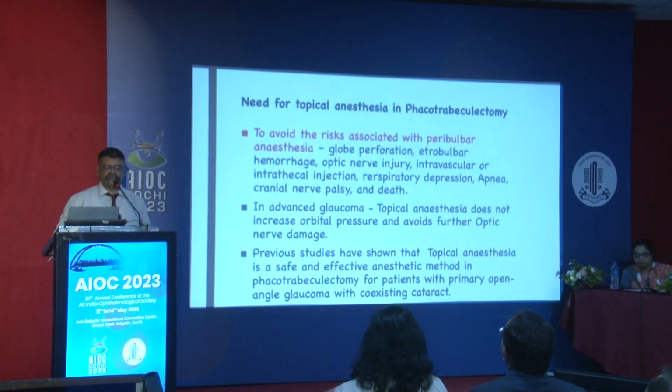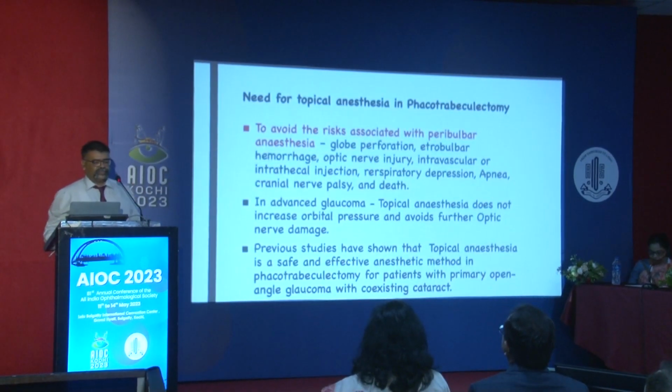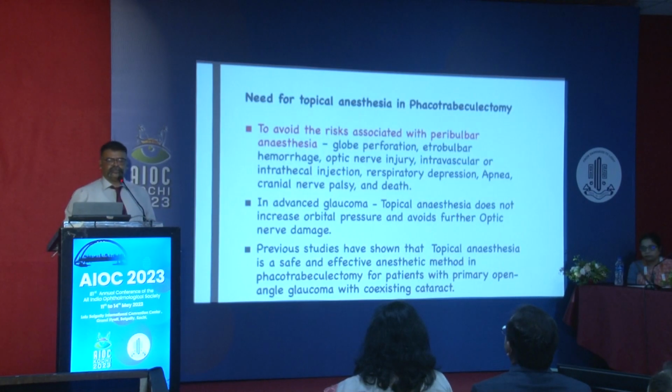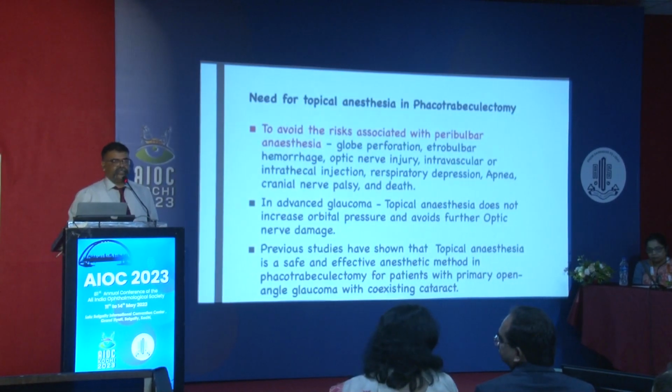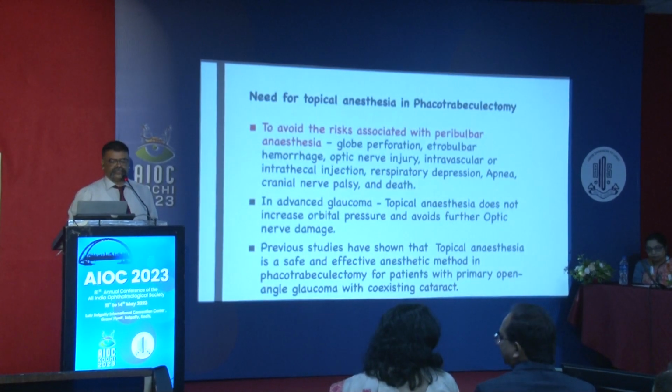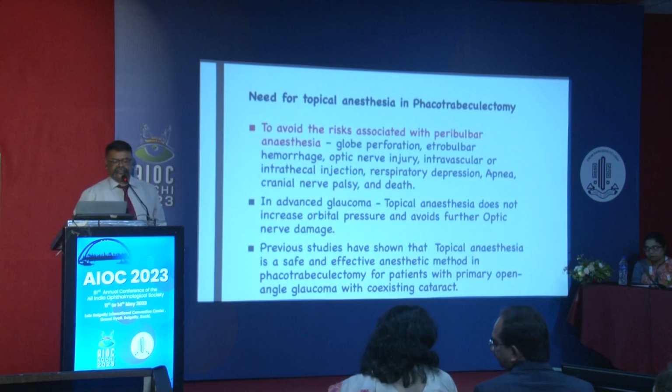The need for topical anesthesia in phacotrabeculectomy, or phaco-trap, is to avoid the risks associated with peribulbar anesthesia, which are globe perforation, retrobulbar hemorrhage, etc. In advanced glaucoma, topical anesthesia does not increase orbital pressure and avoids further optic nerve damage. Previous studies have shown that topical anesthesia is a safe and effective anesthetic method in trabeculectomy or phacotrabeculectomy.